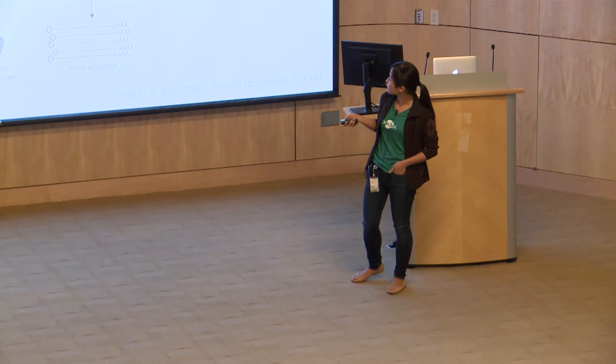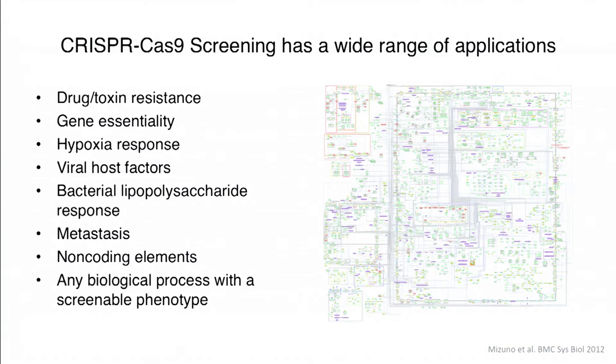Now, because it's so easy to generate a pool of different oligos for either shRNA or CRISPR-Cas9, CRISPR-Cas9 screening has been applied for many, many different applications to understand complex biological processes, such as shown here, the pathways involved in Alzheimer's disease. So for example, it has been used for drug toxin resistance, gene essentiality, the hypoxia response, viral host factors, bacterial lipopolysaccharide response, metastasis, even recently for non-coding elements. And basically, the CRISPR-Cas9 screening system can be applied to any biological process with a screenable phenotype.